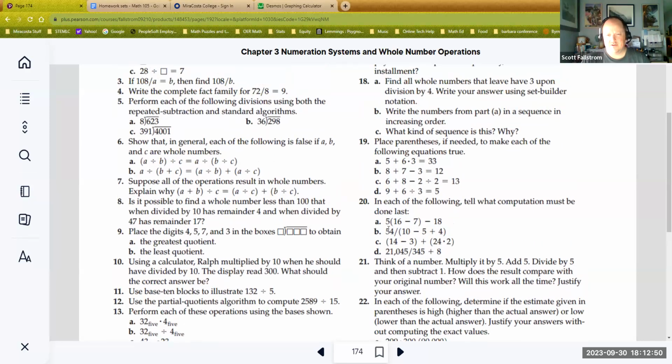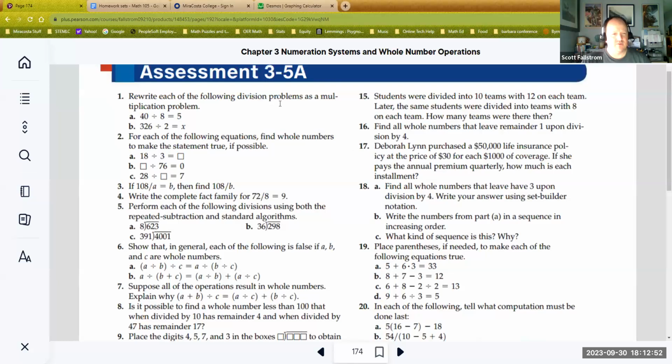Let's see here, what else do we have? Rewrite as a multiplication problem. That should be all right. Find whole numbers to make it true. If it is, it's okay. Complete the fact family. Remember, division and multiplication make up a 4-fact family as well. Like 9 times 8 gives you 72, and 8 times 9 gives you 72. So there are a couple of different ways you could do it.